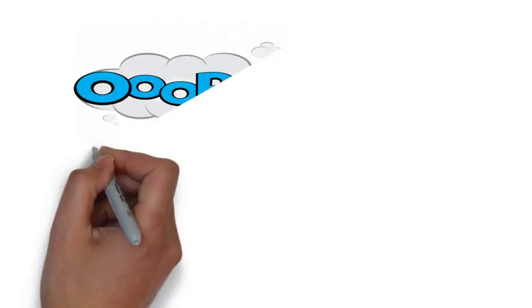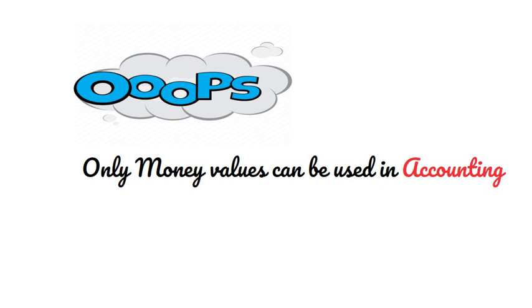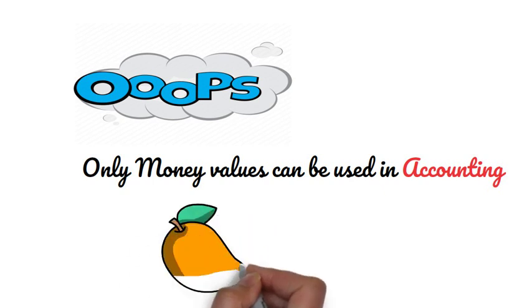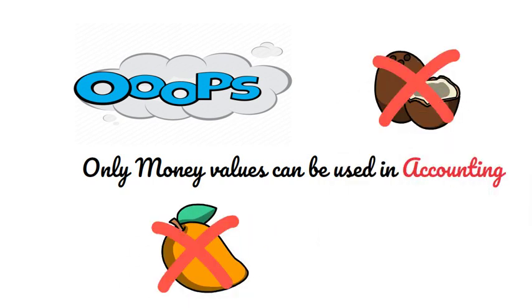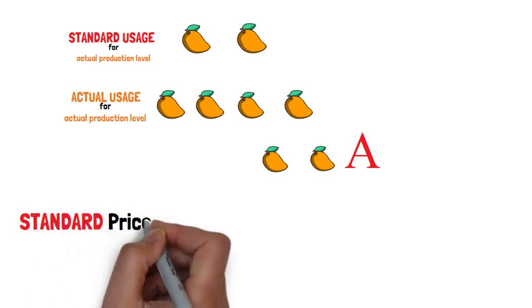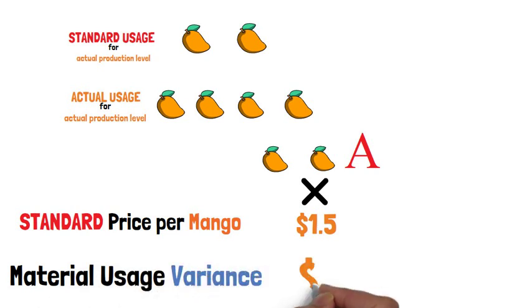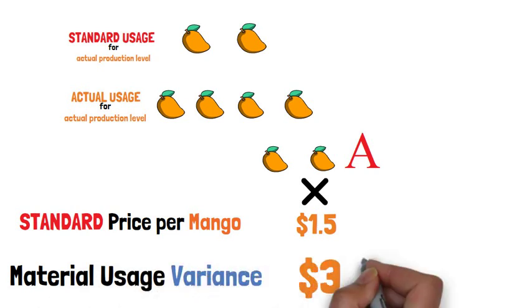Oh, wait. There's a mistake. Can we have mangoes in accounting? No. We can use only monetary figures in accounting. We can't use mangoes and coconuts in accounting. Therefore, the adverse variance of 2 mangoes should be multiplied by the standard material price of each mango, that is $1.5 each. So the material usage variance is $3 adverse.